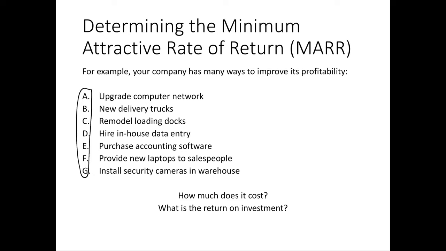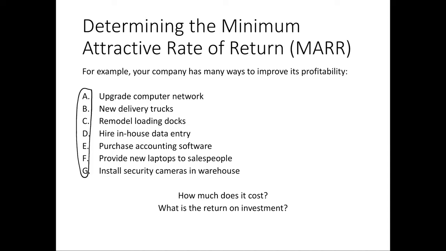And option C, maybe you can remodel the loading docks. It also helps to increase your logistics speed. And option D is you can hire in-house data entry, okay, so that your inventory record is made more efficiently. Proposal E is you can purchase accounting software, so you don't have to hire expensive accountants to help with some simple accounting tasks, so that will lower your cost.